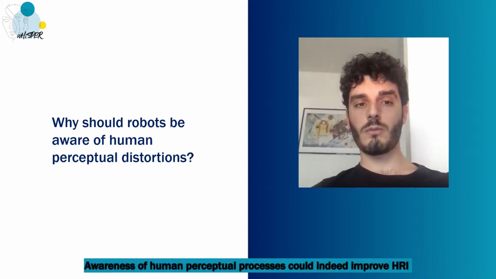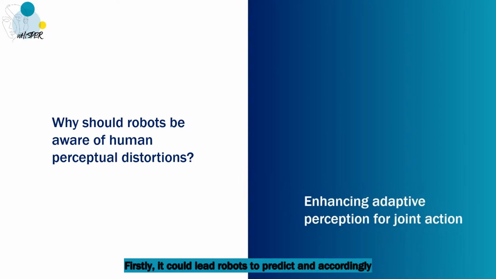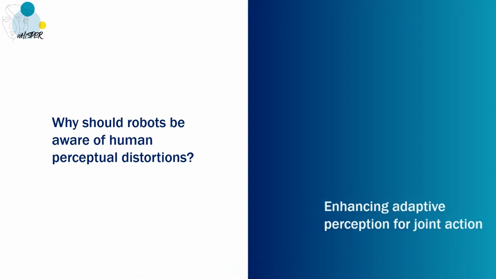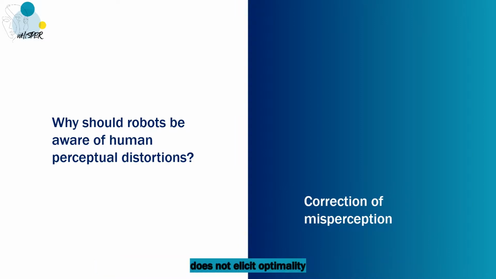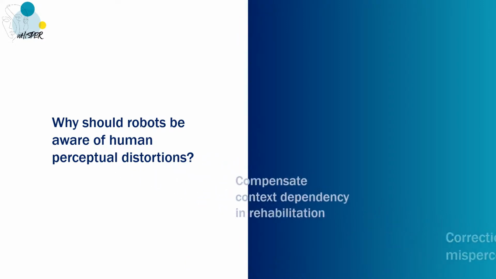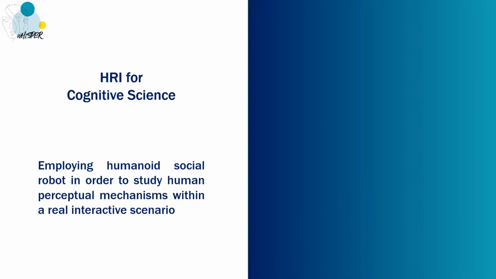Awareness of human perceptual processes could indeed improve HRI at least in 3 domains. Firstly, it could lead robots to predict and accordingly to enhance their adaptive perception in joint actions. Next, robots could help humans and correct this misperception in case the phenomenon of the regression to the mean does not elicit optimality. Above all, in rehabilitation contexts, robots endowed with such ability could compensate and improve human performance.